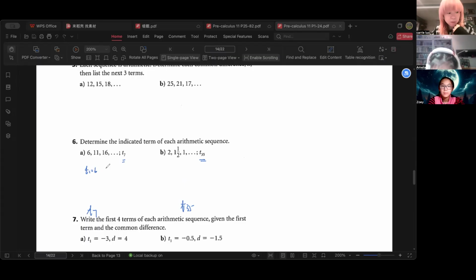So the first one, Amelia, T1 equals what? So T1 equals 6, right? Yeah. So D equals what? For the first one, I got 36, and for D, it was 5. D is 5. T1 is 6, right? Yeah. So T7 equals what? 6 plus 5 times 6, right? Equals 36. Very good.